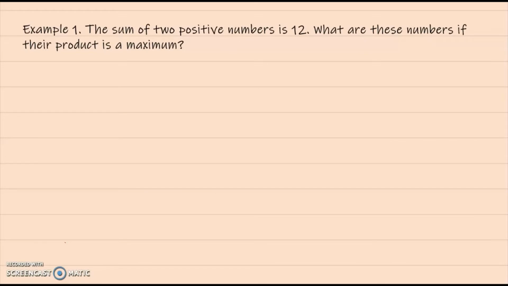So let's have this example. The sum of two positive numbers is 12. Now what are these numbers if their product is a maximum? Alright, so let's highlight this part. So we are given the sum of two positive numbers is 12. So let's let x and y be the two positive numbers.